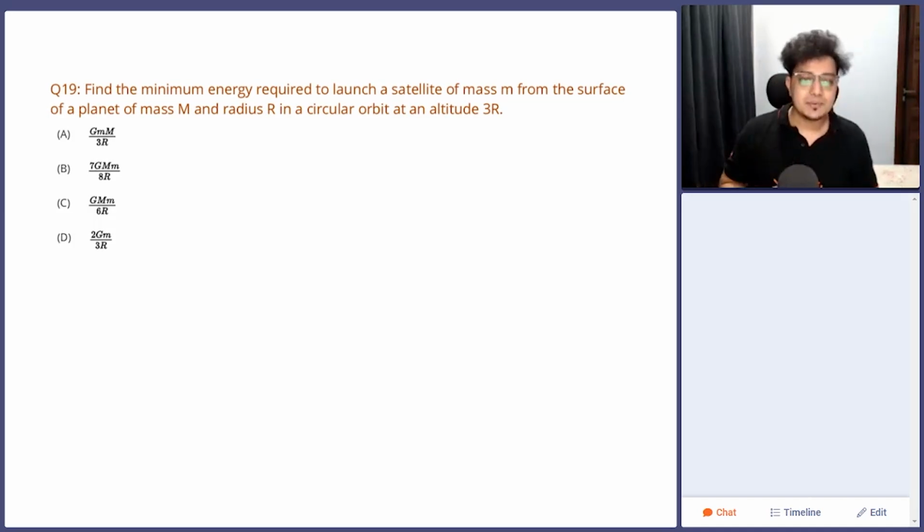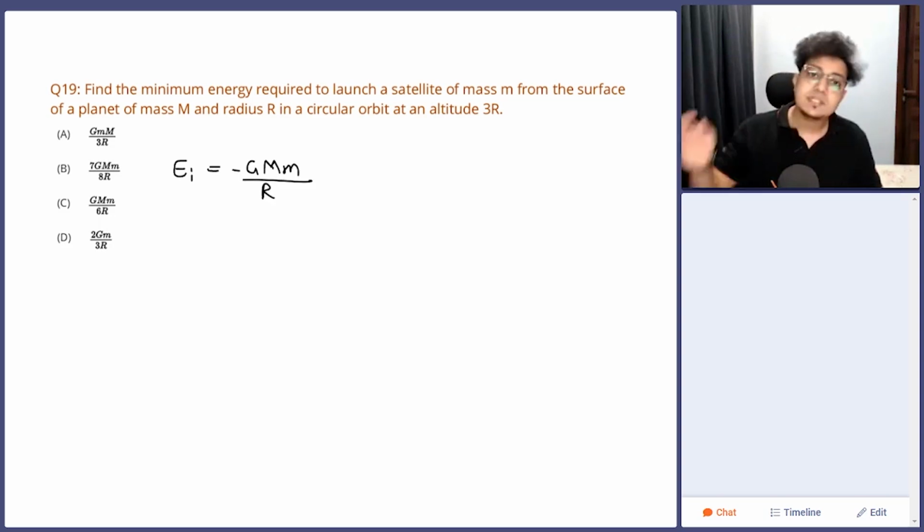Find the minimum energy required to launch a satellite of mass m from the surface of a planet, with the planet's mass capital M and radius capital R, to a circular orbit of radius 3r. Okay. So what is the initial energy of the satellite when it is on the surface of Earth? It has only potential energy, so that will be minus G capital M small m upon capital R. When it is on the surface of Earth, it has no kinetic energy, only potential energy.